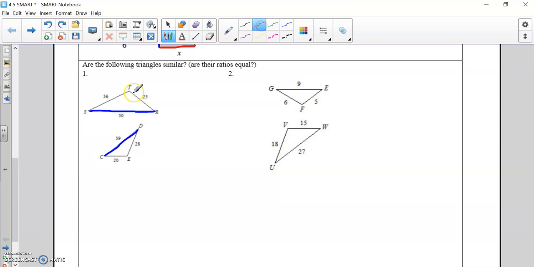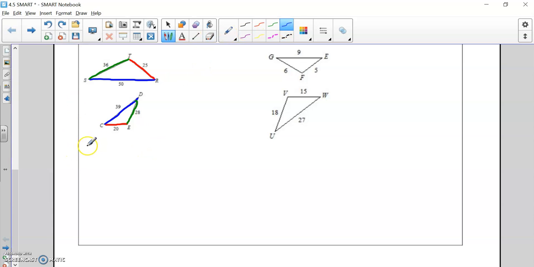All right, so the smallest number will also match. So 25 is the smallest here and 20 is the smallest here. That leaves us with the 36 and the 28. They have no choice but to be together because that's the only pair left.